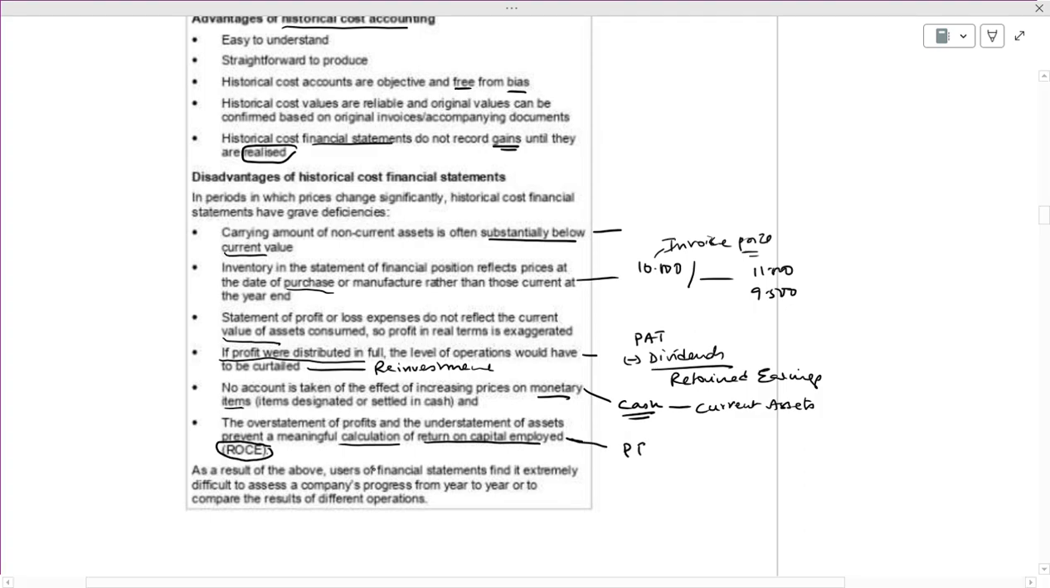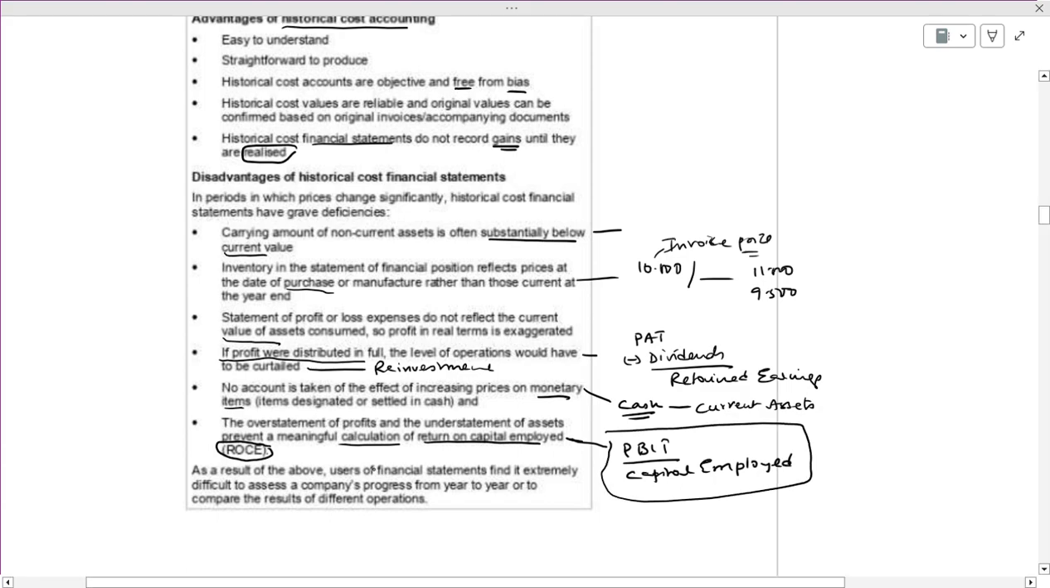Profit before interest and taxes divided by capital employed. This is the formula for return on capital employed. Okay, we will do this. What they are saying is that overstatement of profits or understatement of assets will definitely prevent us from having a meaningful calculation. We should not overestimate, we should not underestimate.